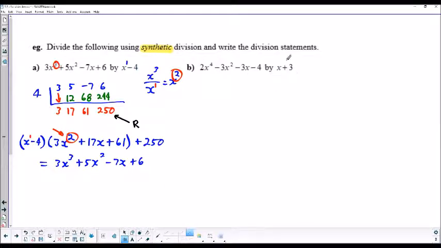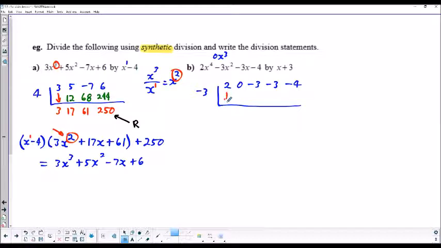All right, let's try this again. We've got 2x to the power 4 minus 3x squared. Here again, we're missing that 0x cubed. We have to add that in, like we saw before, so we just put in that placeholder. x plus 3 is the divisor, so we're going to divide by -3 in the synthetic division. It's the opposite sign. And we're going to put in all these coefficients: 2, 0 for the x cubed, -3 for the x squared, -3 for the x, and -4 as the constant.